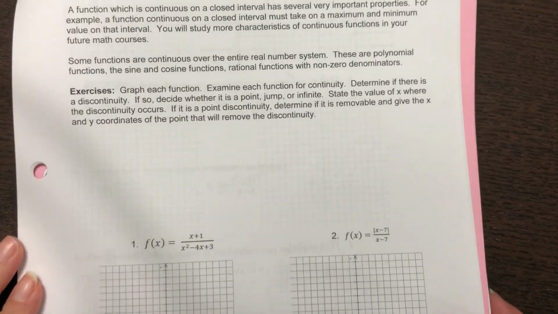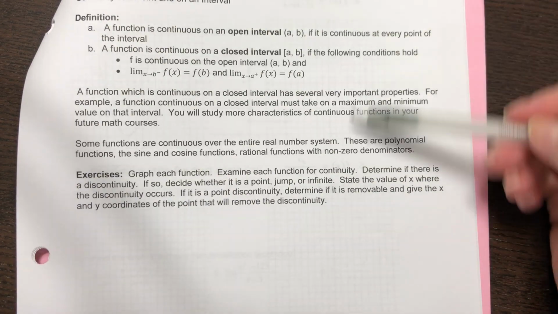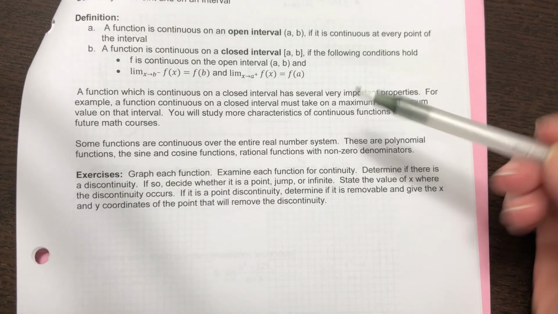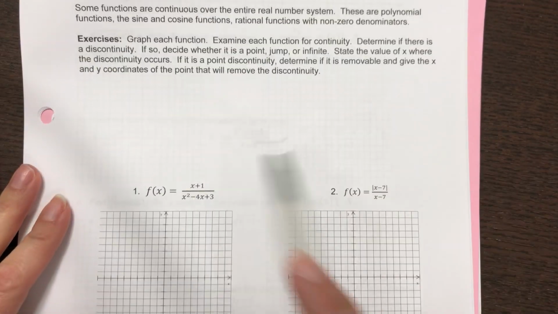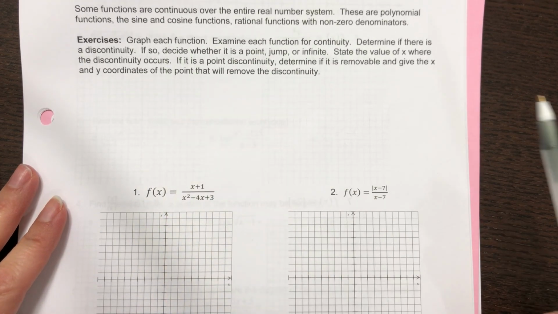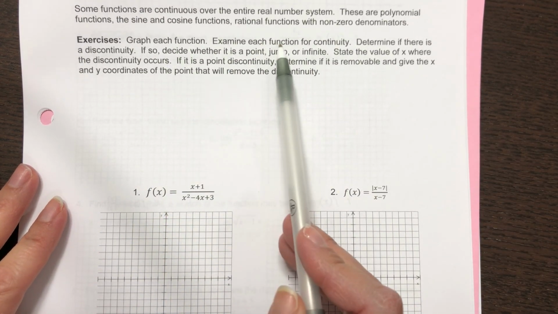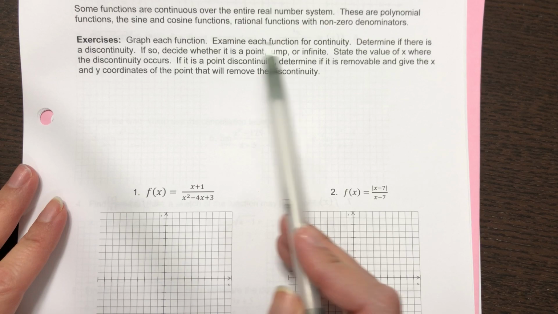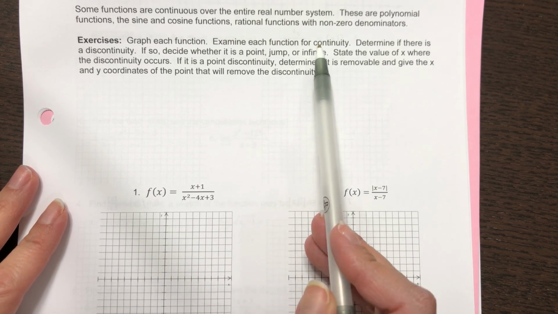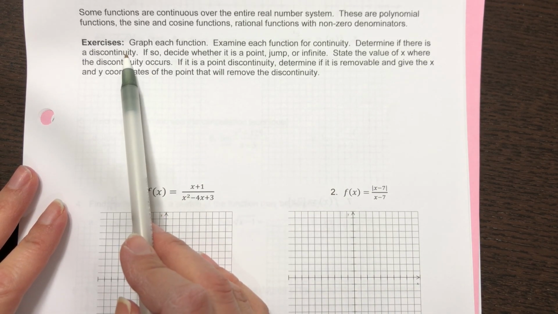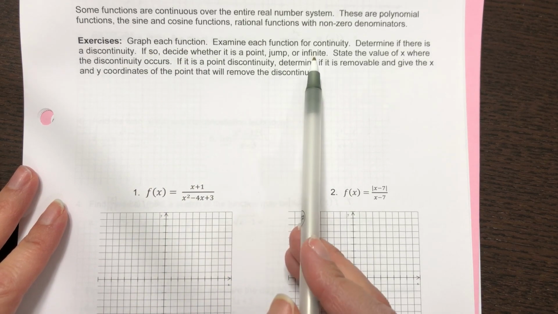So then your homework is page 23. And the top is just restating what we just went through, but then here's the directions. Graph each function, so you can use your calculator. Examine the function for continuity. Determine if there is a discontinuity. If so, is it a point, jump, or infinite?